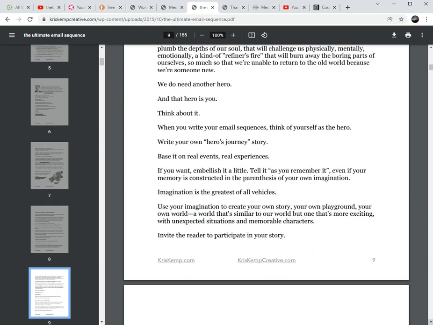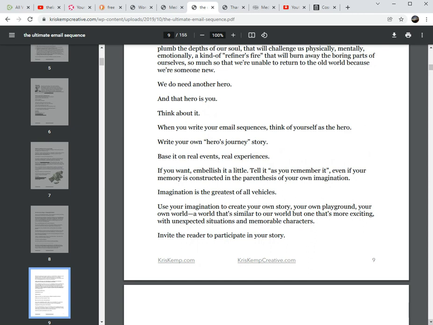When you write your email sequences, think of yourself as the hero. Write your own hero's journey story, based on real events, real experiences. If you want, embellish it a little. Tell it as you remember it, even if your memory is constructed in the parentheses of your own imagination.